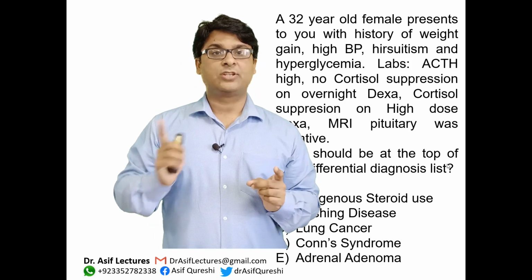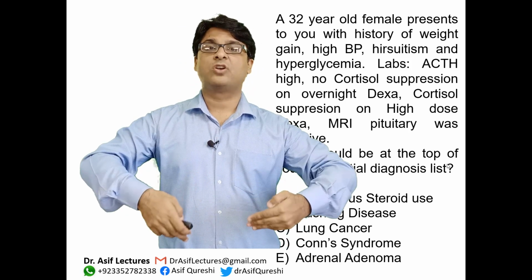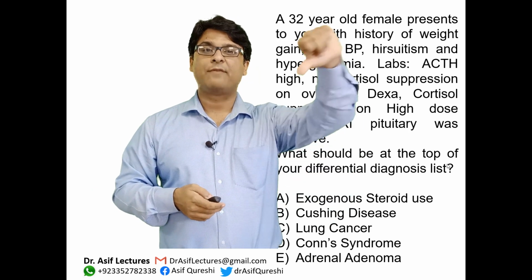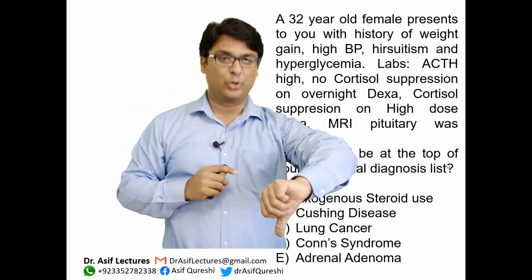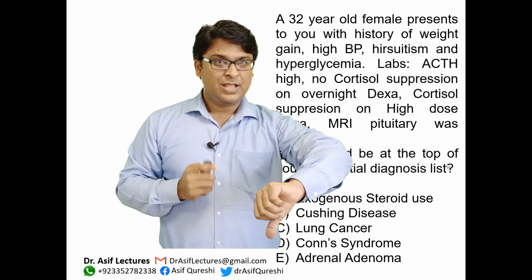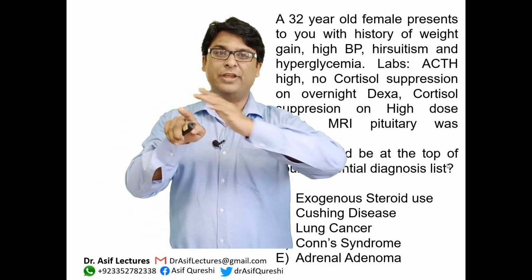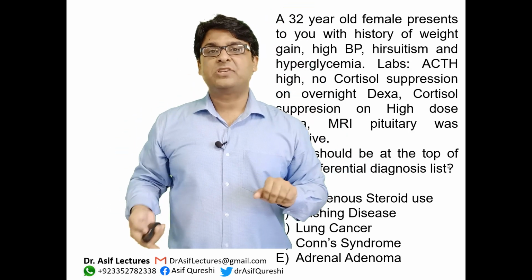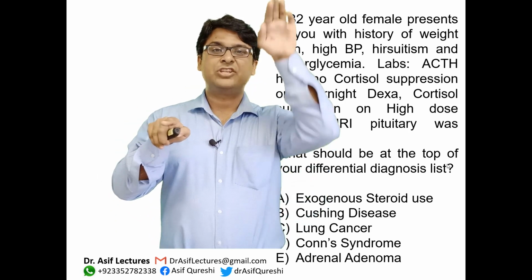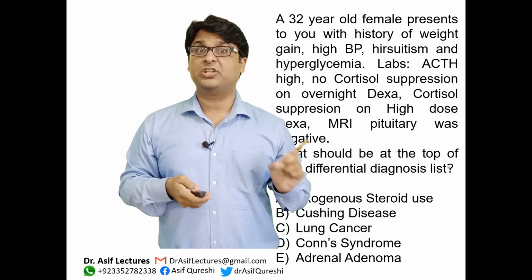Because if the patient was taking exogenous steroid or the problem was within the adrenal, ACTH level would have gone down because of the negative feedback loop. You remember that? So if the adrenal is producing a lot of cortisol, ACTH down. If the patient is taking exogenous steroid, ACTH down. So in this patient, ACTH is high.